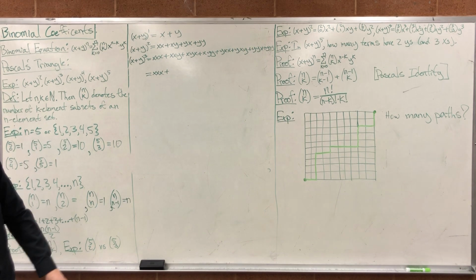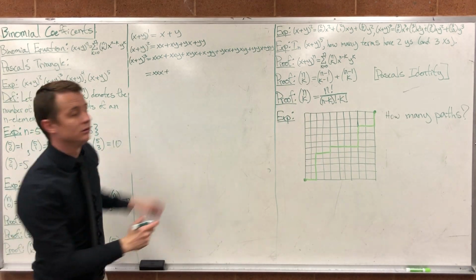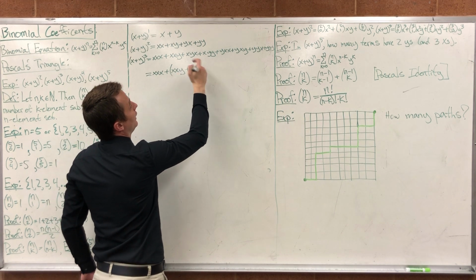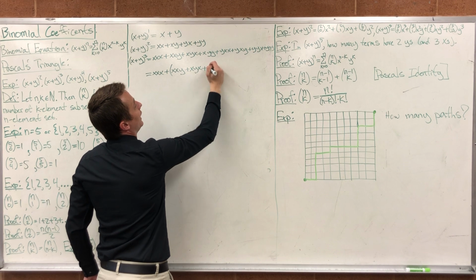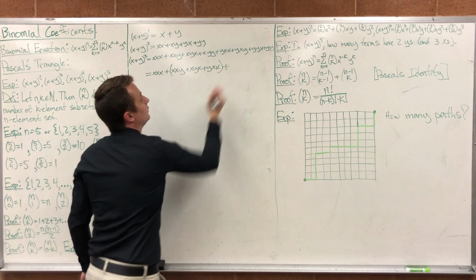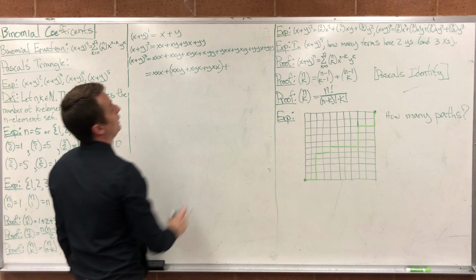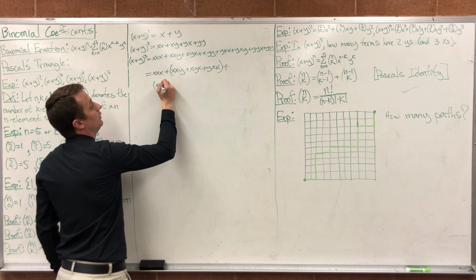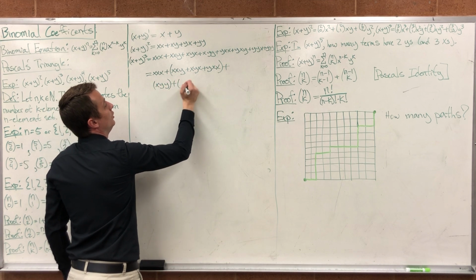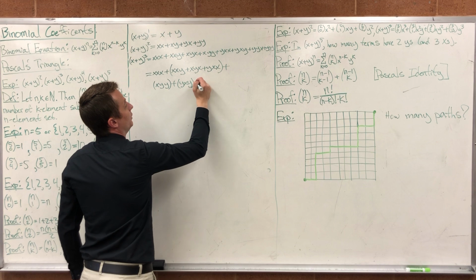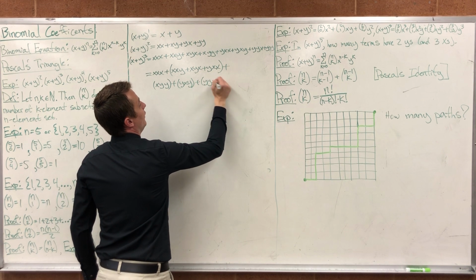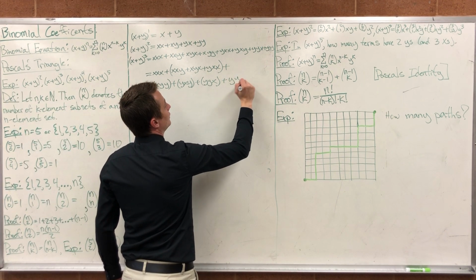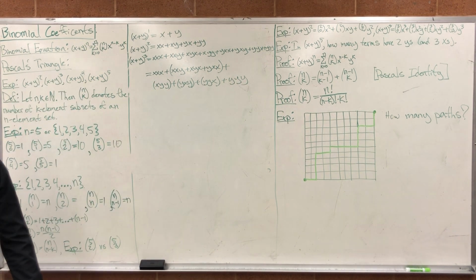Plus, how many of them had 1 Y? We had the XXY one, we had the XYX one, and we had the YXX one, right? Plus, if we did how many of them had 2 Y's in it, then we would have had the XYY, we would have had the YXY, and we would have had the YYX. And then finally, if we did the ones that had 3 Y's, then that would just be YYY. Right? That's how we can group them.